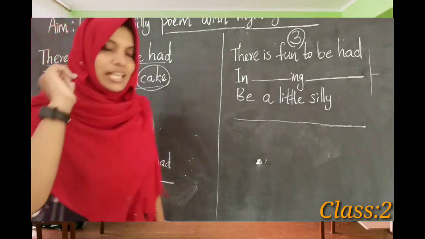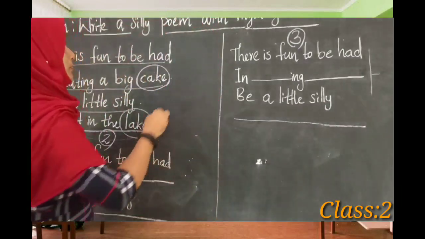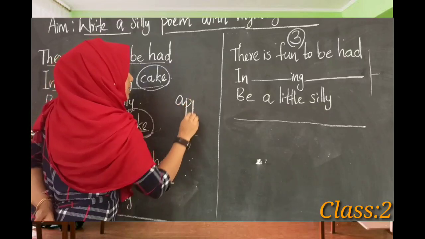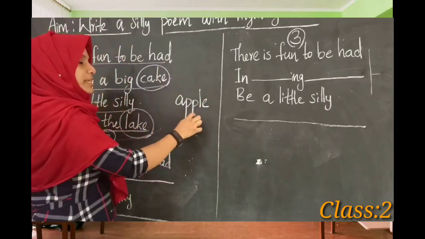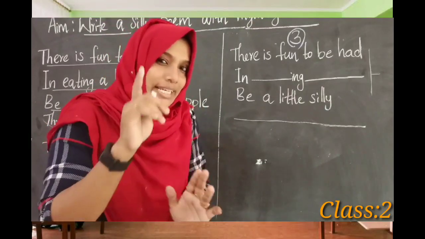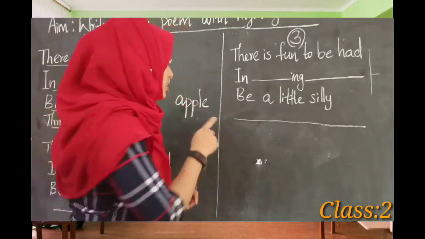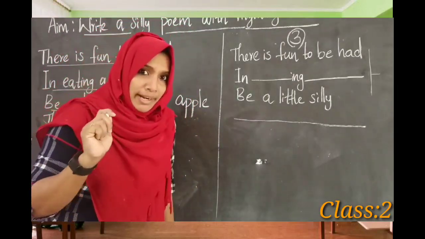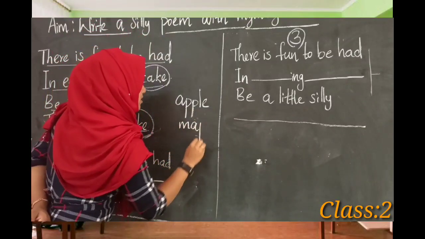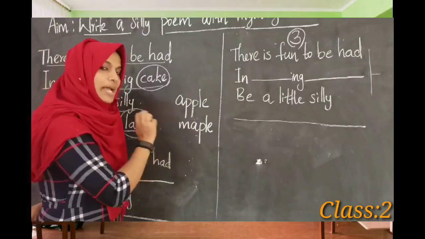Okay, so for example, here I am taking the word apple, A-P-P-L-E. Then what do we have to do now? Then we have to find out one rhyming pair for this word apple. So do you get any word for this apple? A rhyming pair? Okay. Here I am taking the word maple. So apple and maple.